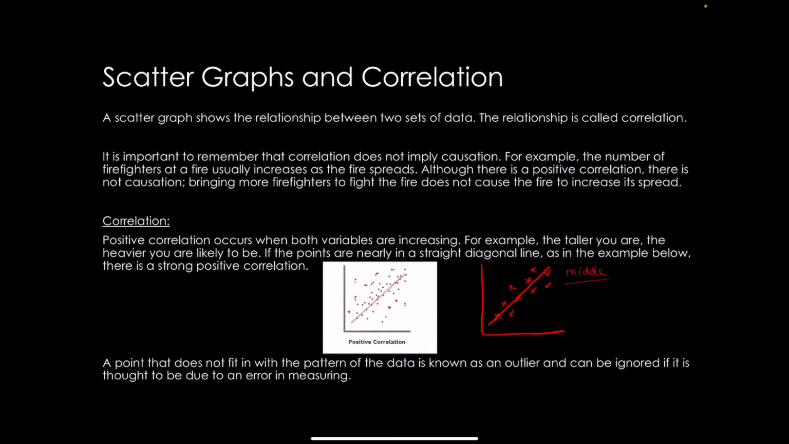So, like I've just mentioned, a point that does not fit in with the pattern of the data is known as an outlier and can be ignored if it's thought to be due to an error in measuring. So we've got quite a few in this example, and you won't normally get that many. Okay, you'll normally see quite a nice positive correlation, a little bit like this one.